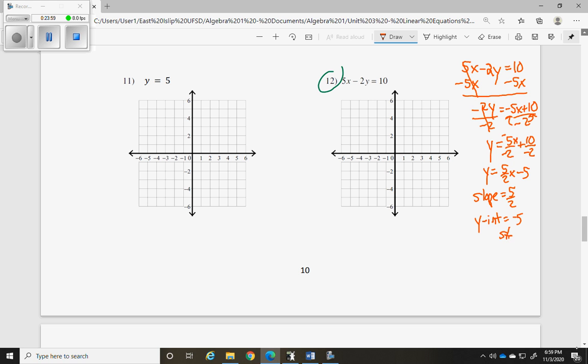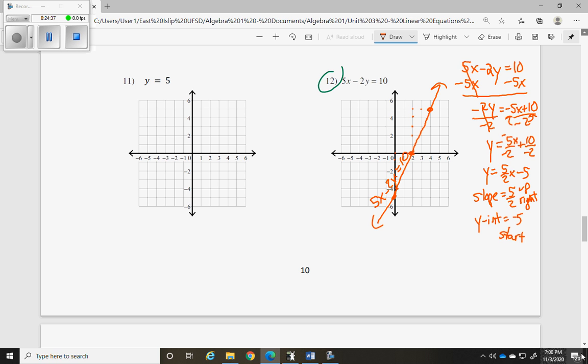You always start at the y-intercept, and then you use your rise and run. Since it's positive, I'm going to go up and right. So I'll start at negative 5. I will go up 5, to the right 2. 1, 2, 3, 4, 5, 1, 2. And then extend. Your lines have to go to the edges of the graph, like past it with arrows. I'm going to label it with the original equation this time.